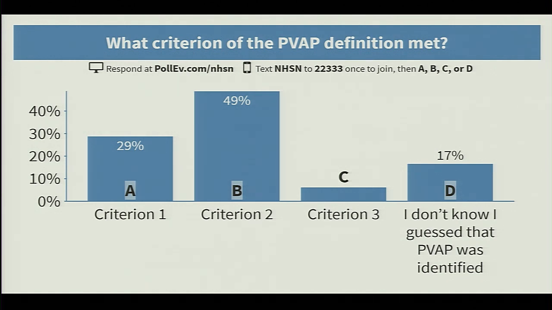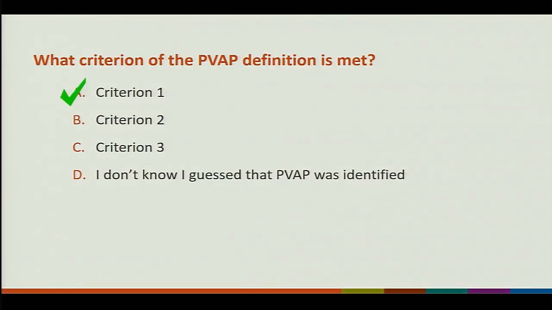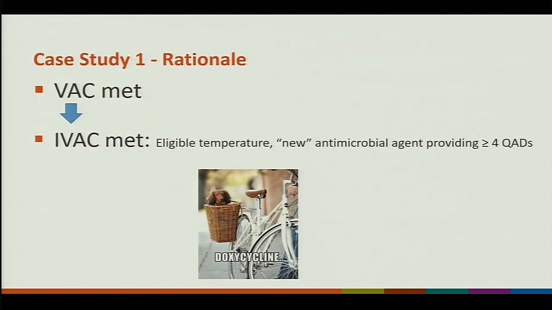Okay, we'll blame that 17% on the web streaming audience. The answer is criterion 1. All right. So let's walk through this a little bit.